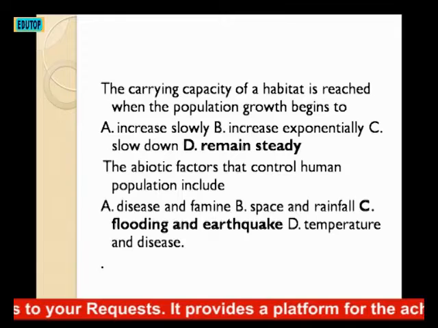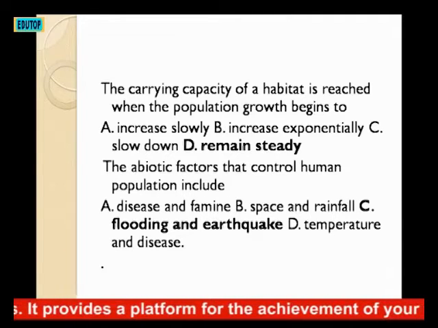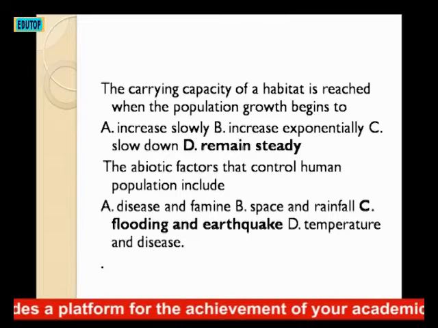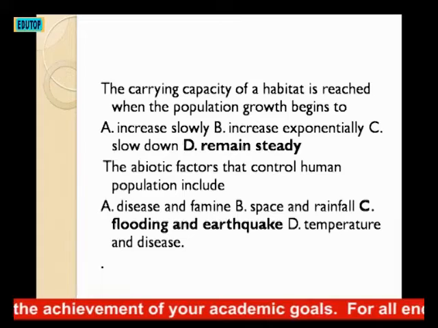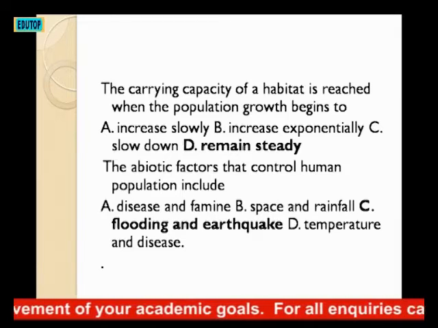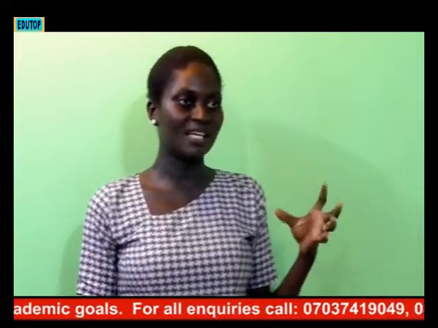Next question. The carrying capacity of a habitat is reached when the population growth begins to A. Increase slowly, B. Increase exponentially, C. Slow down, D. Remain steady. So the answer is D. Remain steady. The carrying capacity of the habitat is reached when the population growth remains steady.